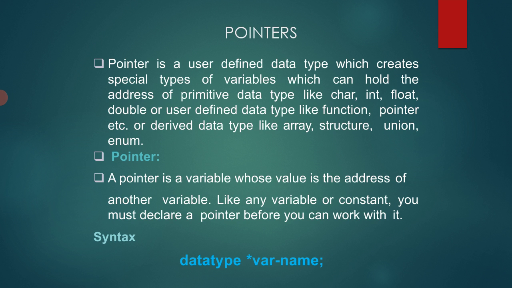So here is the syntax that how you have to declare a pointer. The syntax is data type asterisk, this is a pointer, pointer variable name. So data type pointer variable name, this is the syntax that how you have to declare a pointer, and it ends with semicolon.